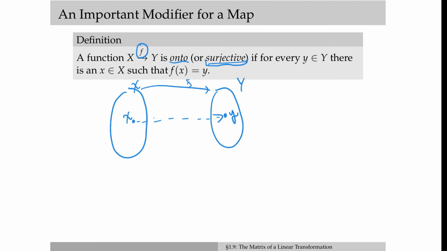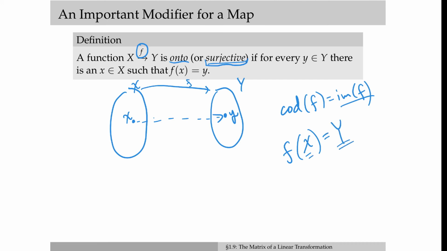So in other words, using fancy terminology, the codomain of f is the same thing as its image. Or I can write this to say f of X equals capital Y. So these are both capital X's. So that's a nice way of writing it. So for any y I pick, there's some x that maps to it.